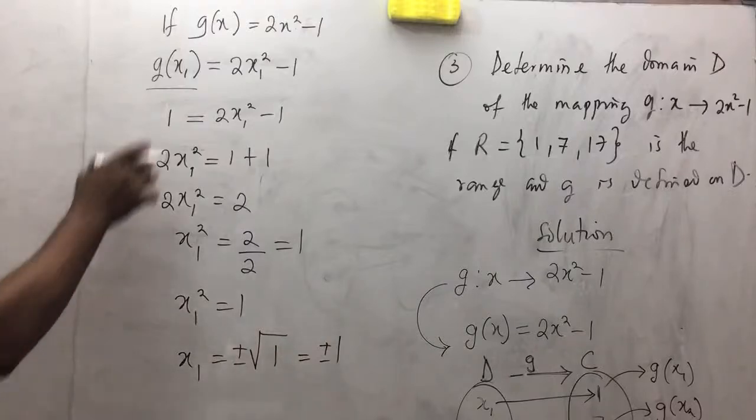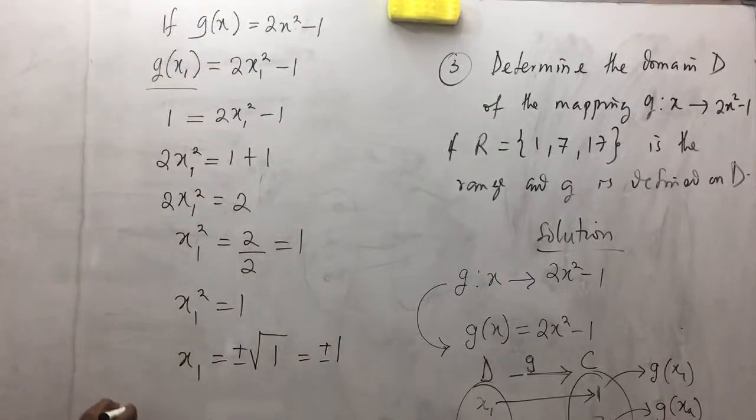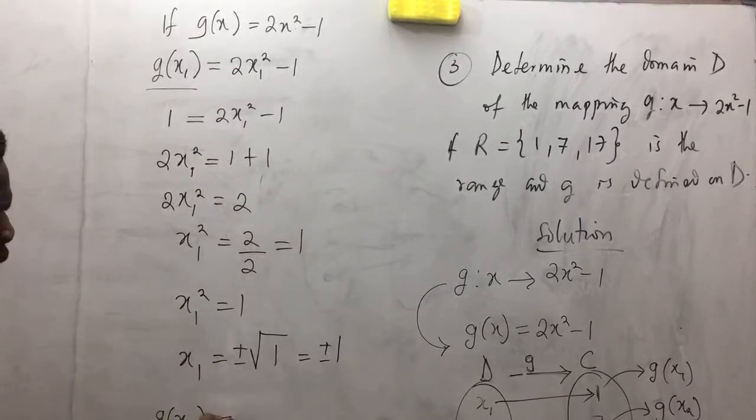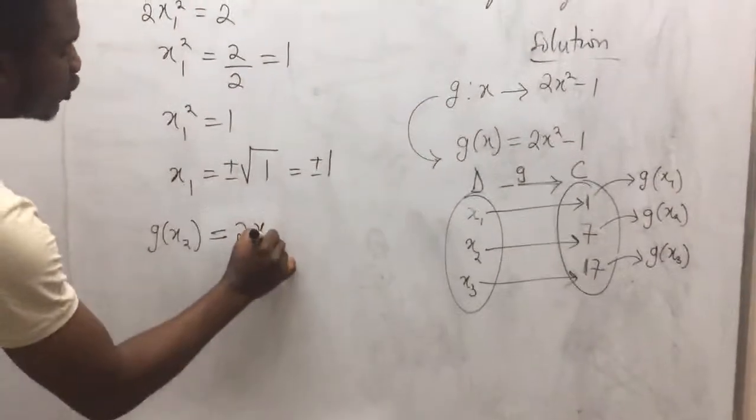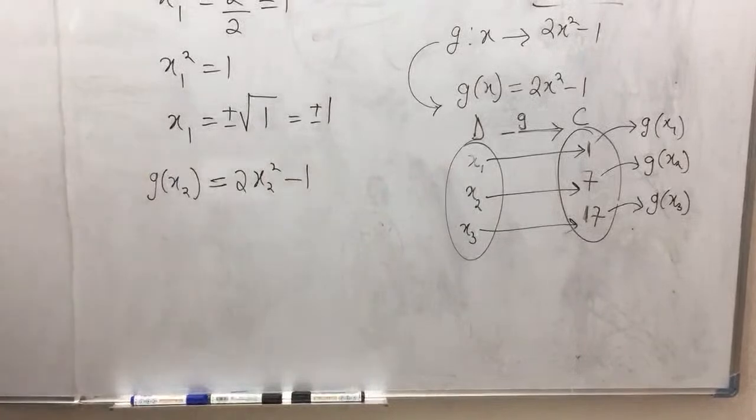Now, once I have obtained that, I would go over to g of x2. Likewise, g of x2 must have given rise to 2x2 squared minus 1.